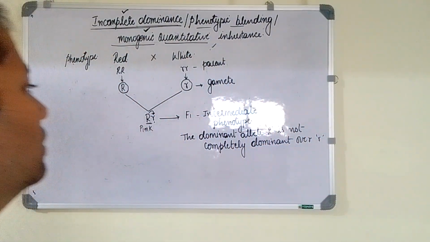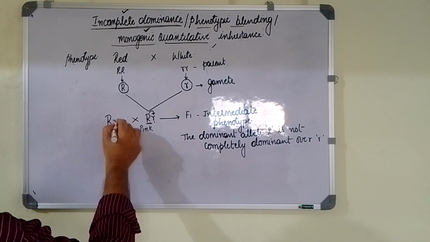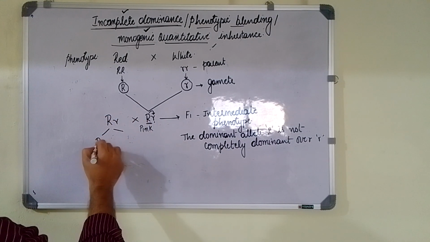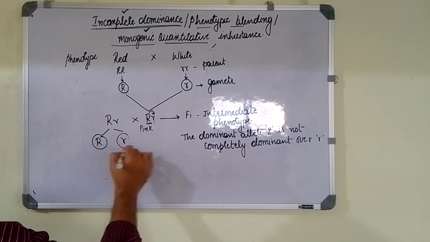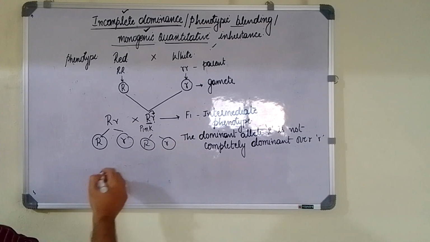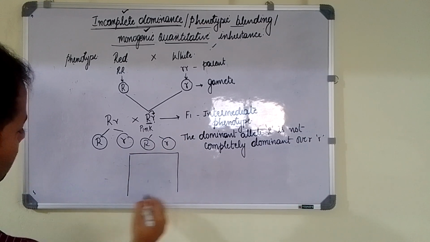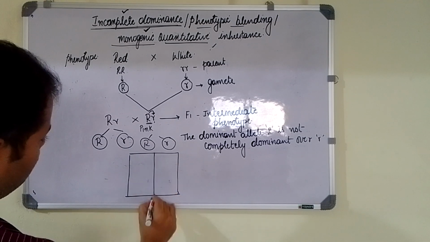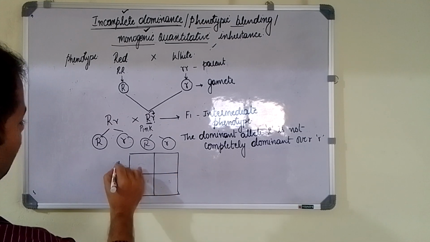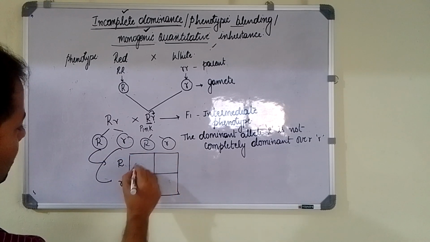Now if you are selfing this F1 hybrid, what do we get here? The two gametes will be capital R and small r, and here also you will get capital R and small r. So if we make a Punnett square, here capital R, small r, the gametes I am writing here, and these gametes are here.